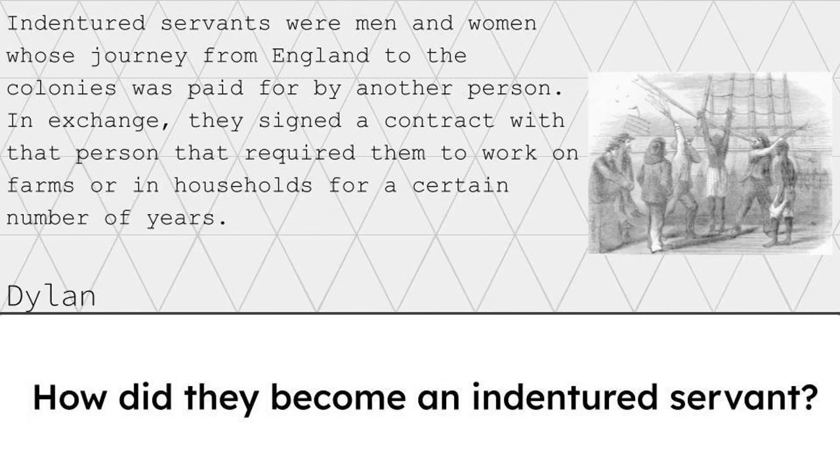How did they become an indentured servant? Indentured servants were men and women whose journey from England to the colonies was paid for by another person. In exchange, they signed a contract with that person requiring them to work on farms and households for a certain number of years.